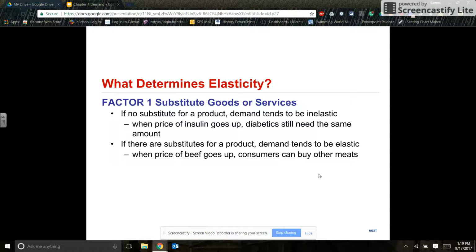On the other hand, if there's a product that has substitutes available, that product's demand is elastic. Beef, chicken, pork, these things are elastic because when the price of beef reaches a certain level, people simply buy less beef and they buy more pork, more chicken, more fish.